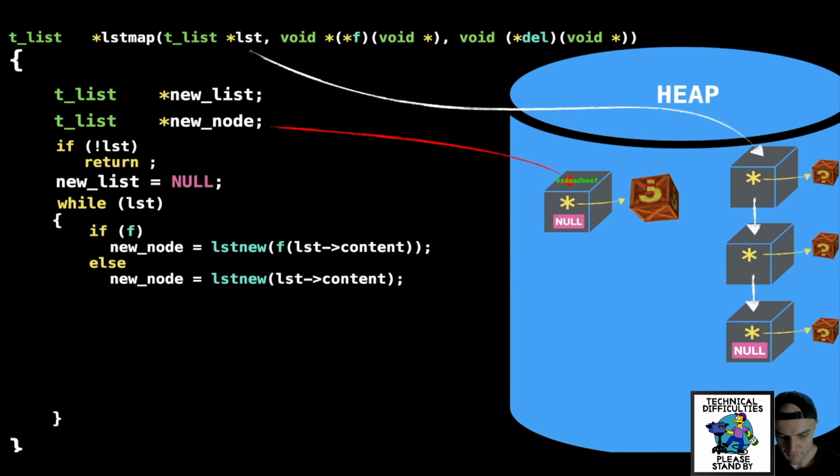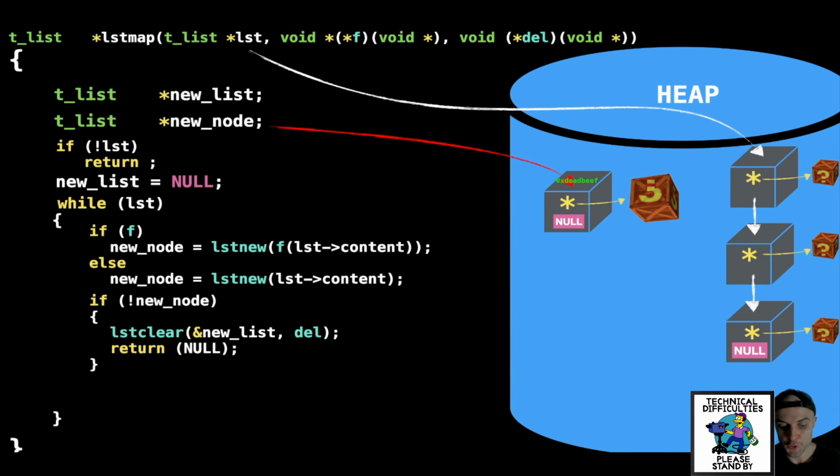Okay, then what do we do? I say if not new node. Of course, I check whether the listNew function has failed. You just call listClear, the function we previously made, right? And I pass the address of the new list. So this will clear everything, all the nodes that we have already made. It's going to be a cleanup function. And I pass as a pointer to function delete, all right? And then I simply return. We have no business here. This only happens if the listNew function fails.